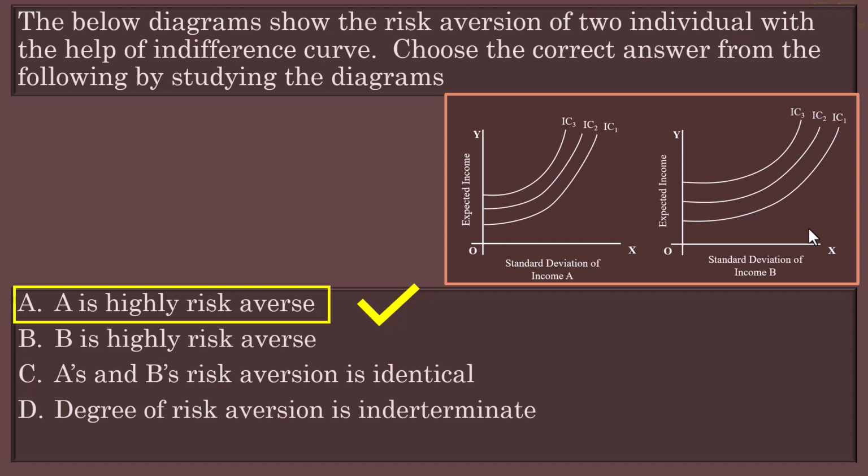Now, indifference curve analysis can also be used to examine the degree of risk aversion by individuals. The graph on the left hand side shows the risk aversion of individual A, and that on the right hand side shows the risk aversion of individual B. According to the shape of the indifference curve, the risk aversion of individual A is high because for a small degree of risk, his expectation of increase in income is high. The next question.